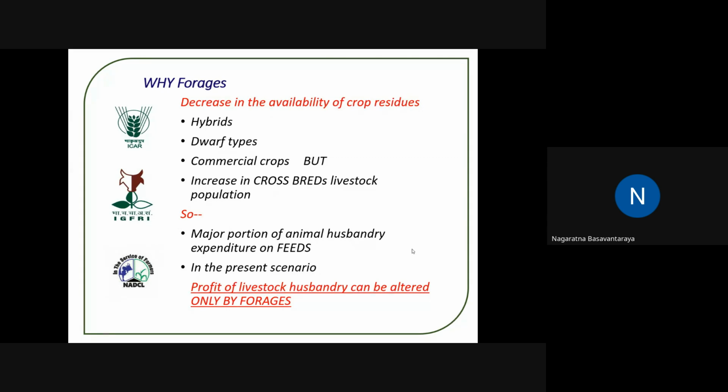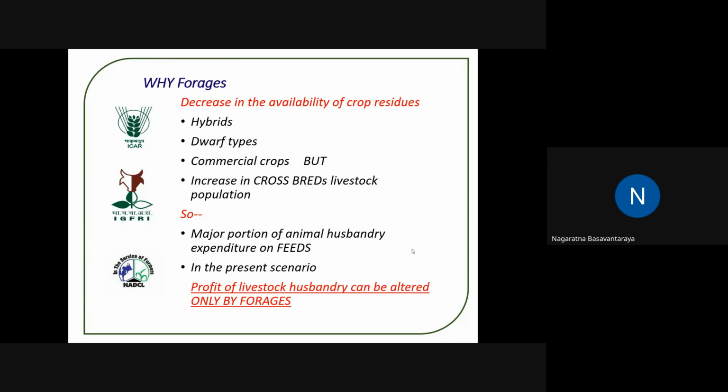The reason the crop residue availability has decreased is, first, the introduction of hybrids. The moment we talk about hybrids, most of them are dwarf types and they are bred for grain production.